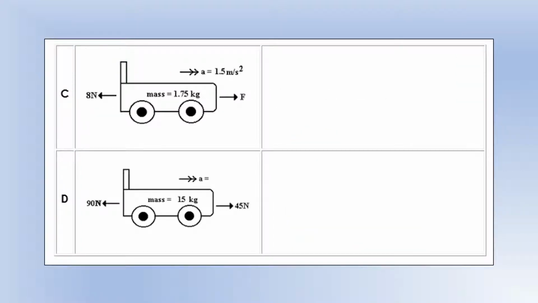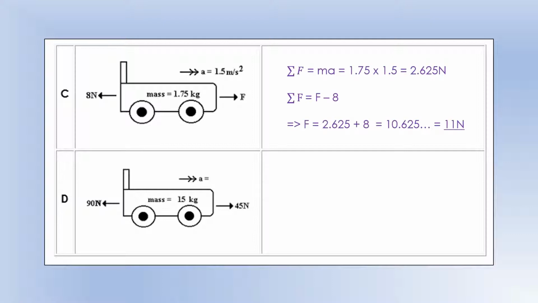Okay, so this one, we want to know what the forward force F is. So what I'm going to do is calculate the resultant force using mass and acceleration first of all, 2.625. So we know that F minus 8 must be equal to that. So therefore F must be 2.625 plus 8 gives us 11 newtons when rounded.